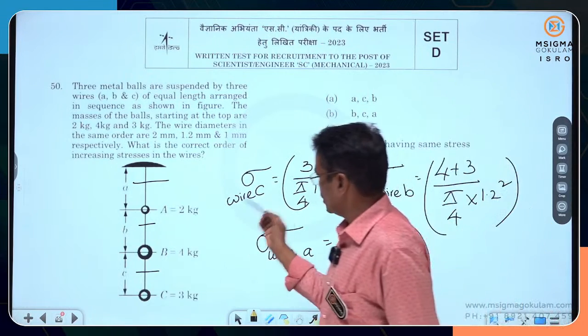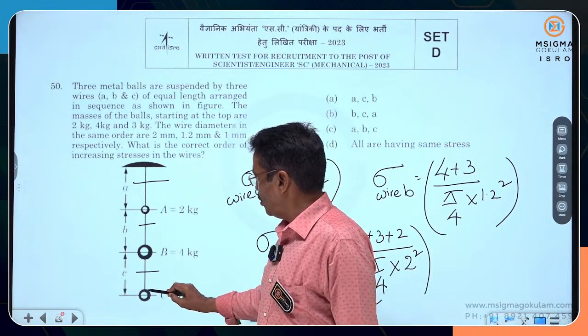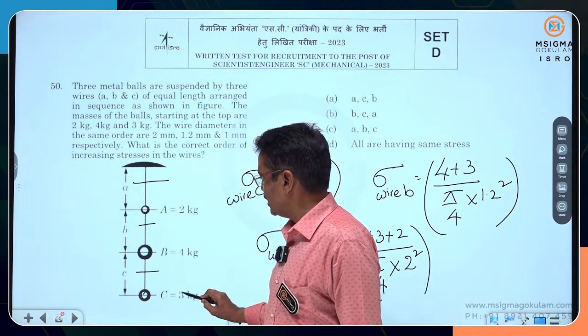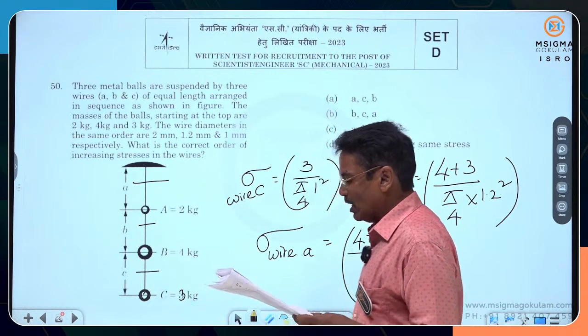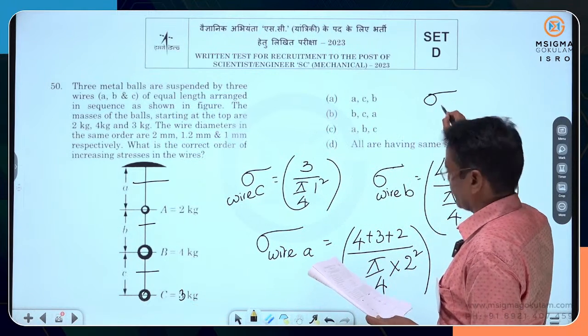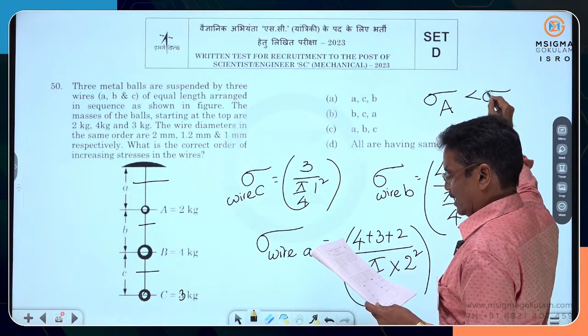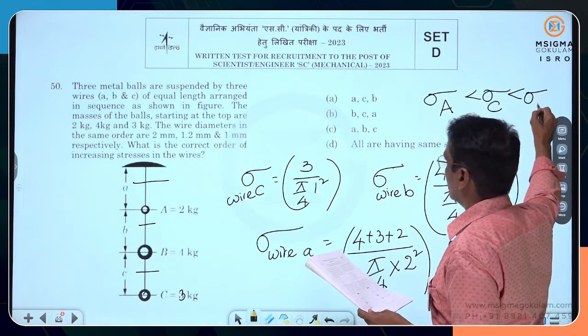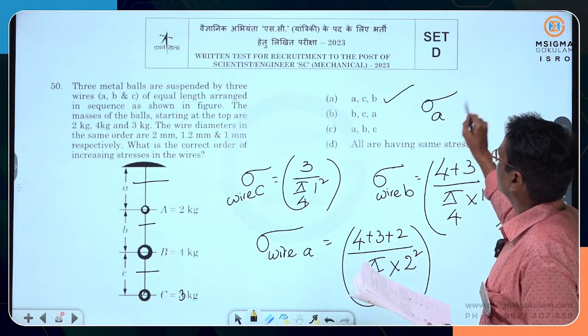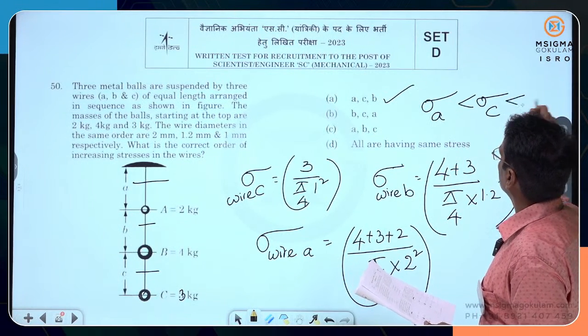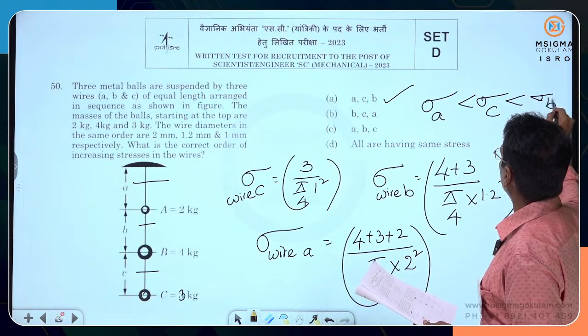If you just take wire C, the only load acting is this one, 3 kg. So the answer is sigma A is lesser than sigma C is lesser than sigma B.